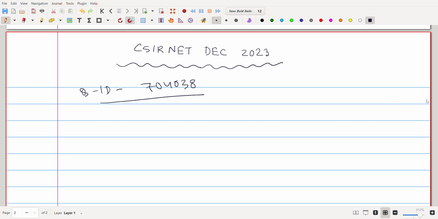So today I am going to discuss the problems from the abstract algebra section of the CSIR NET December 2023 paper. I will not write the whole question because it will take much time, so I will just mention the question ID. Please match it. So the first question is question ID number 704038.